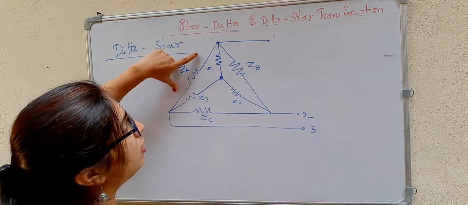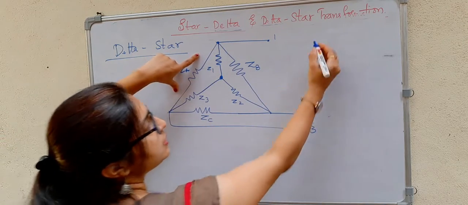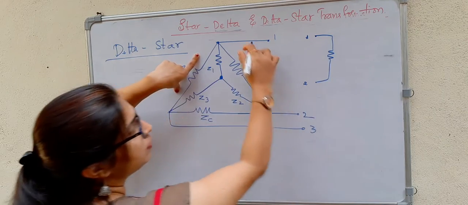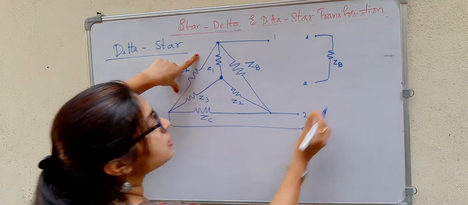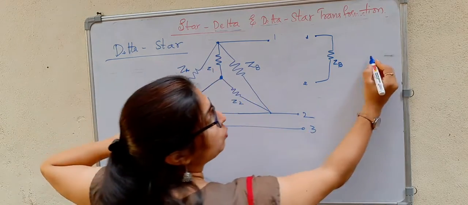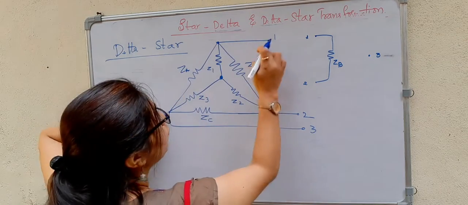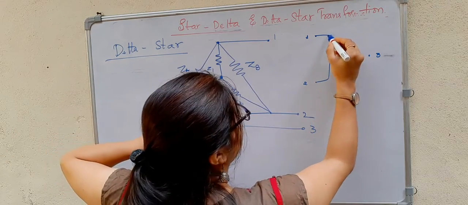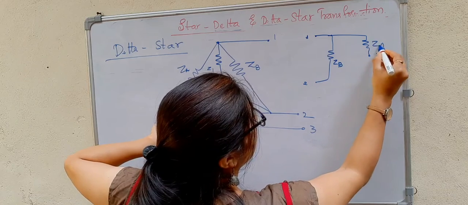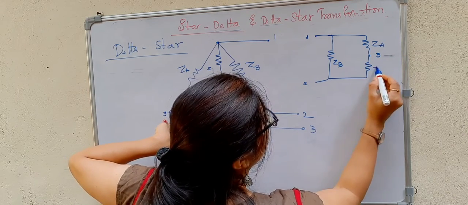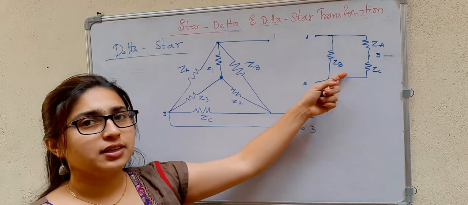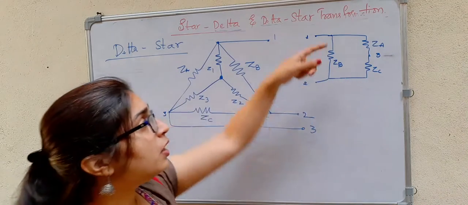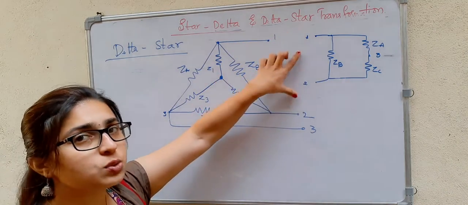In the delta I can replace this. See, between 1 and 2 we have ZB, right? So the third point is common to both 1 and 2. I'll consider that here. So 1 to 3 you have ZA, and here 2 to 3 you have ZC. I can write it like this, right? I am just converting this to this form. I am considering only terminals 1 and 2, not 1 and 3.